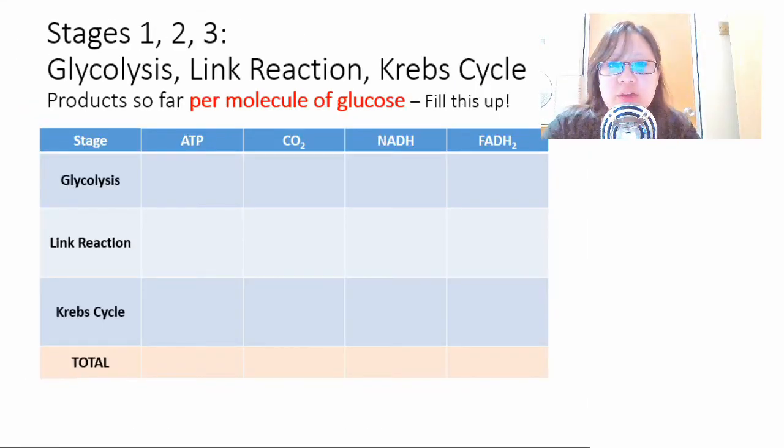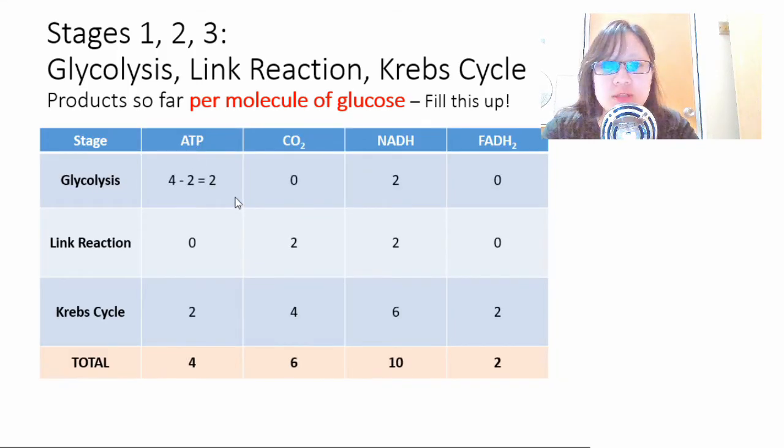So far we have done glycolysis, link reaction, and the Krebs cycle. So if you have this in notes or printed, great, you can fill this up by yourselves. If not, you can draw a table in your notebook, okay? So these are products so far per molecule of glucose. It's not per pyruvate. Yeah, it's per molecule of glucose. So your products have to look something like this.